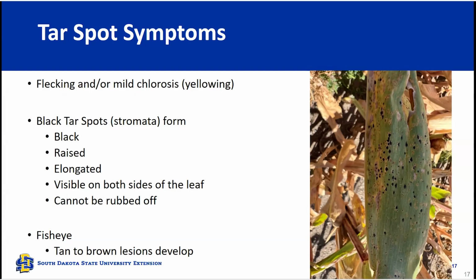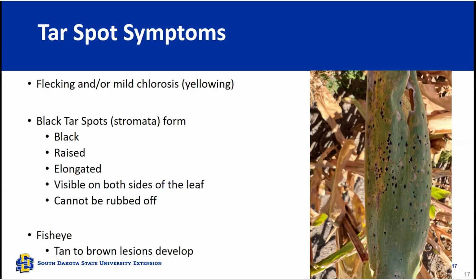When we start looking at the black spots or the stroma, when they start to form, they're usually black, really dark in color. They're raised, they're elongated. And they start out very small, kind of like the size of a pinhead, and then they start to elongate and stretch out. They're visible on both sides of the leaf. And the biggest thing is it cannot be rubbed off.